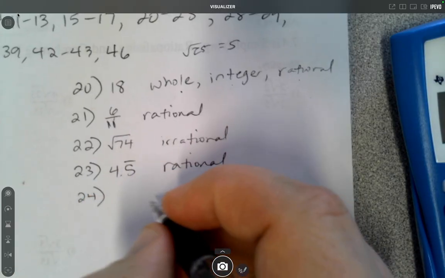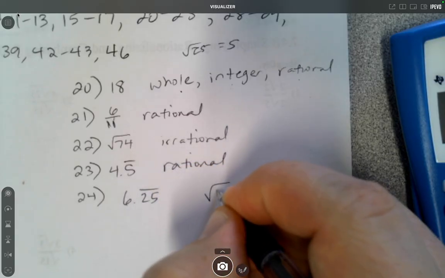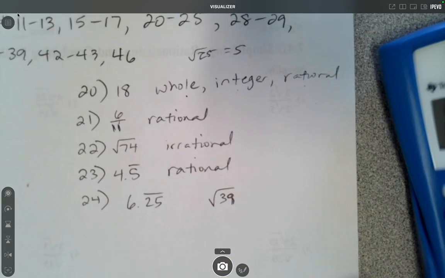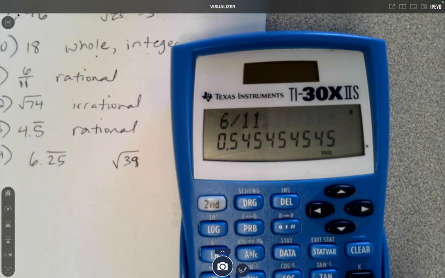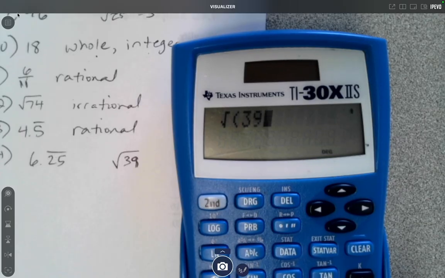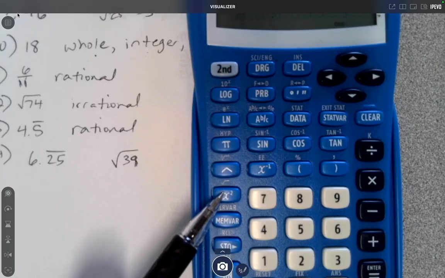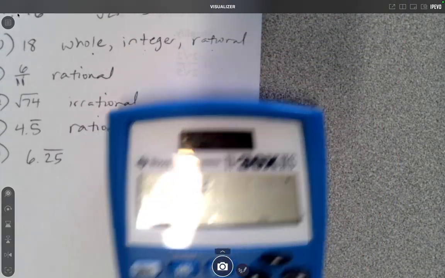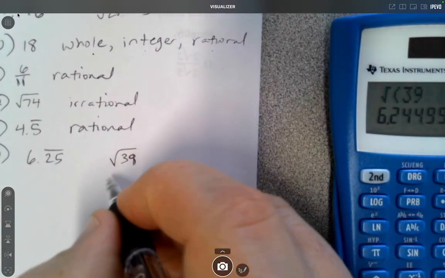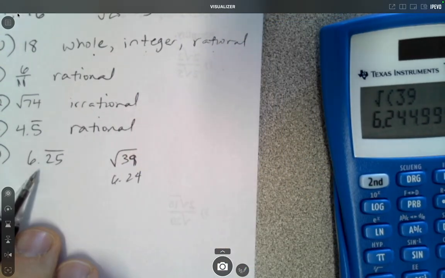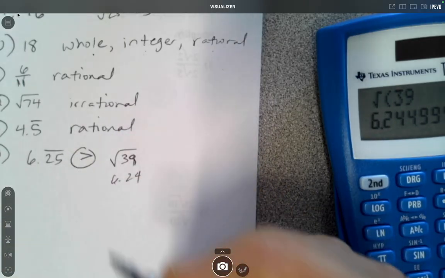Okay, 24, we're comparing 6.25 repeating to the square root of 39. And you will be allowed to use your calculator on that. So this one's already a decimal. So let's plug in the square root of 39 and see what it is as a decimal. So the square root, you hit second, and you hit the squared button. The square root's right up there. So the square root of 39 is 6.24. So 6.25 is just a little bigger than 6.24, so we would put greater than right here.